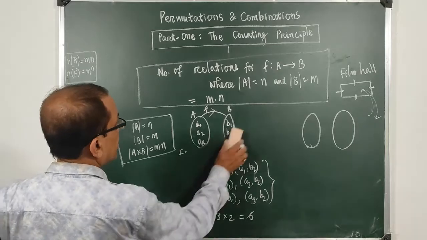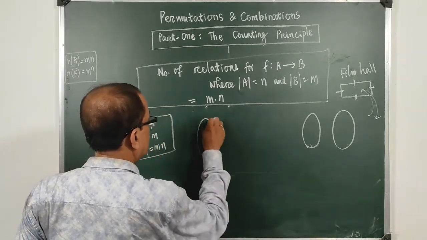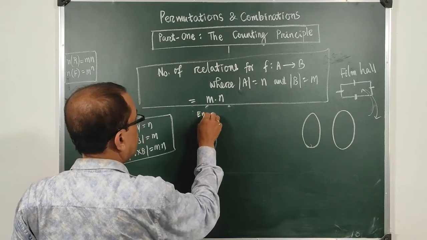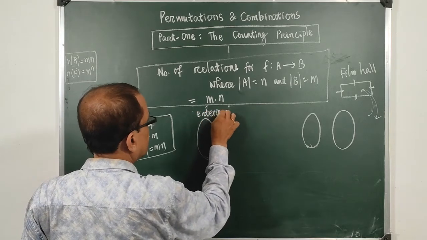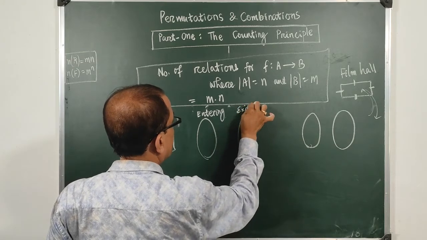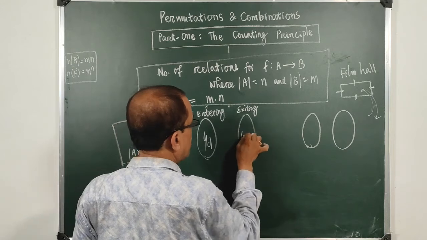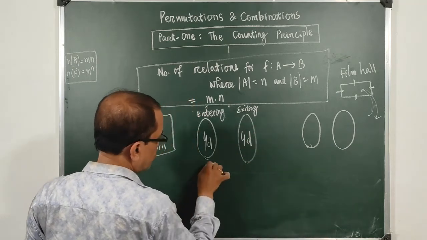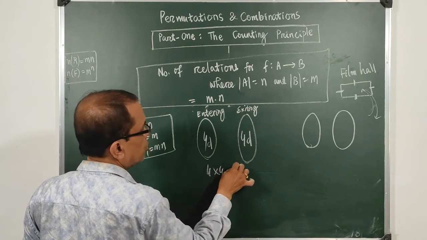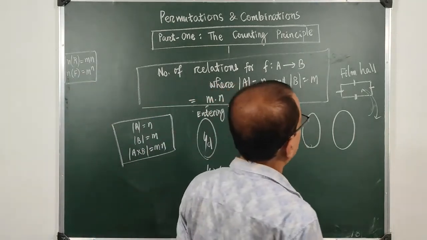In case it is a relation problem, we can use it like this. Say this is entering and this is exiting. You have 4 doors here and you have 4 doors to exit. So the number is 4 into 4, which is equal to 16. This is simple. But what is the function type?